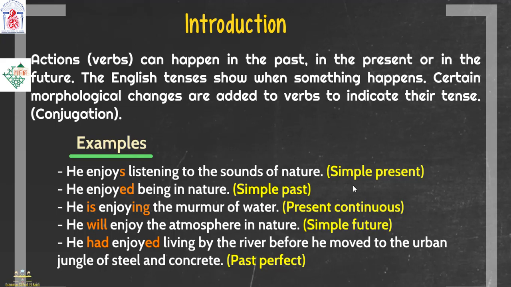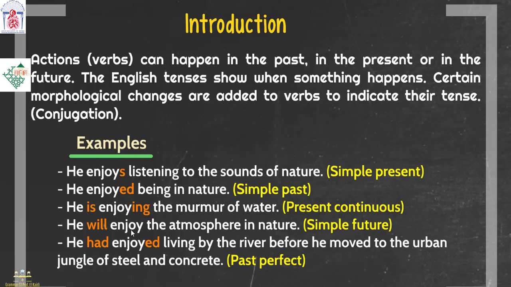The same applies to the fourth example. He will enjoy the atmosphere in nature. So here we are talking about an action to happen in the future, right? A future action. So that's why we use will. But here, as you see, we didn't make any changes to the verb. The verb remains as it is in its bare infinitive form. Now, in the simple future, we don't change the base verb. We keep it as it is with all the pronouns, but we should use will or shall before it.